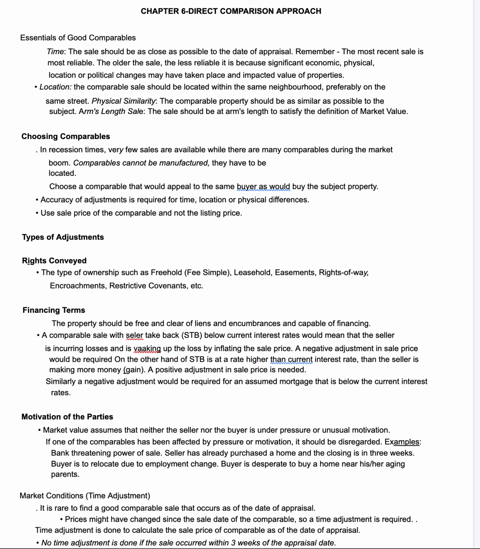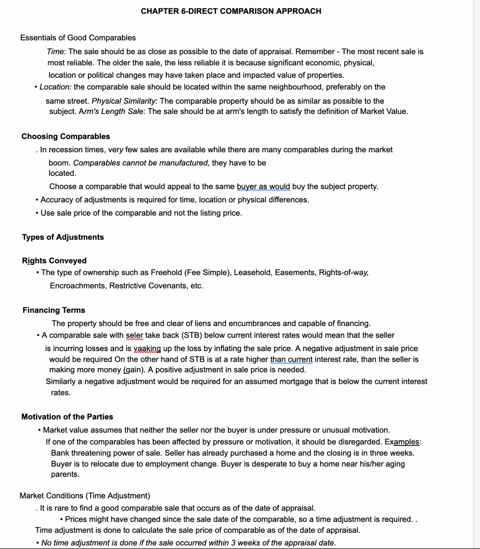Calculating adjustments. Time, locational, and physical adjustments typically represent 99% of the adjustments we will ever make. Occasional adjustments are made for special financing or encroachment or easement. Accordingly, in this course we will concentrate on calculating the time, locational, and physical adjustments, while also addressing how to estimate the adjustment for special financing.